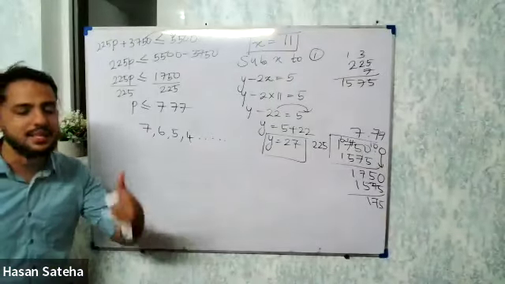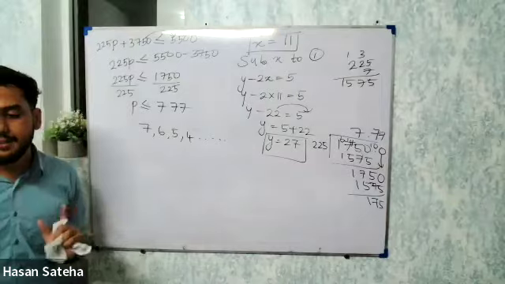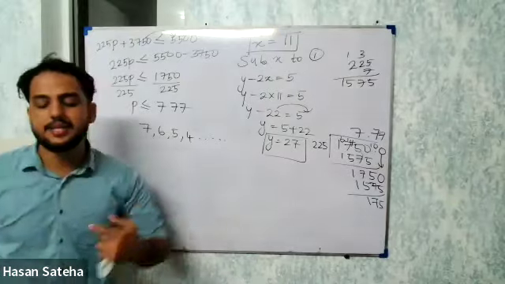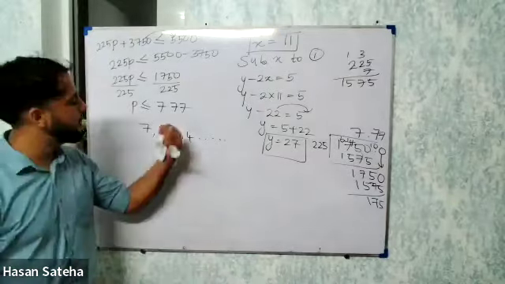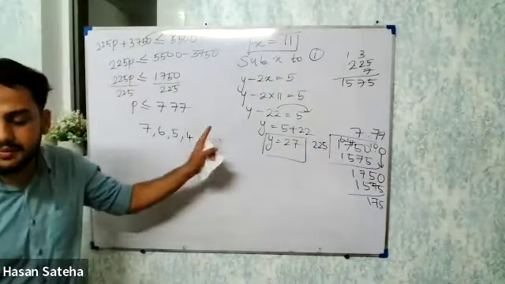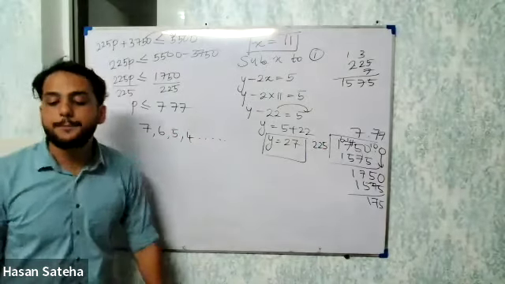Right? That tells P is less than or equal to 7.77. But we are talking about whole numbers, so we don't take 7.77. The nearest whole number is 7. So 7, 6, 5, 4. Any numbers less than 7.77 can be equal to P here.